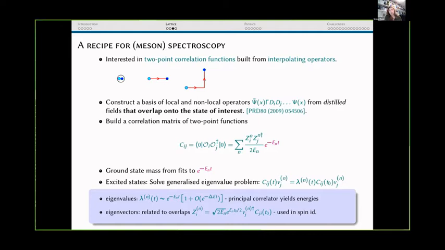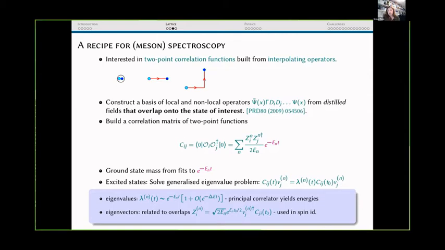However, since we're also interested in excited states of mesons and also baryons, but for this talk, just mesons, then instead of simple exponential fits, we solve a generalized eigenvalue problem, which you can see represented here. And then the eigenvalues that you extract from that eigenvalue problem, essentially by diagonalizing this correlation matrix that you've made, contain information about the energy of the state that you're interested in. So from the eigenvalues, we can extract energies.